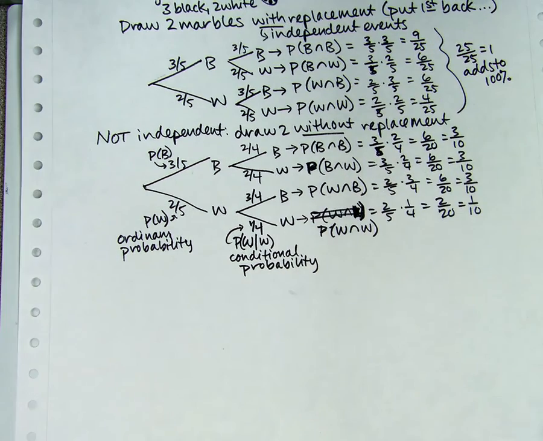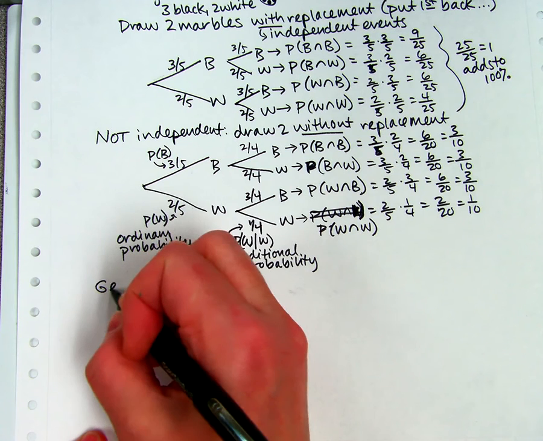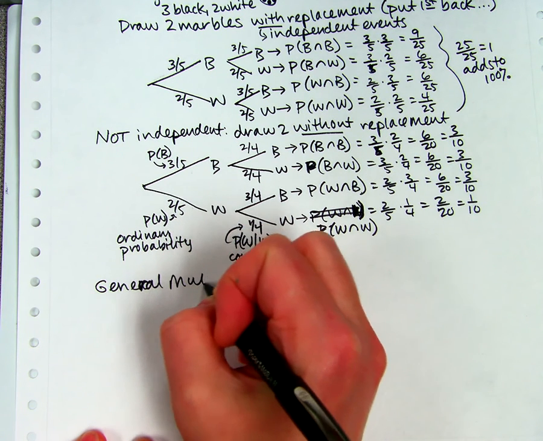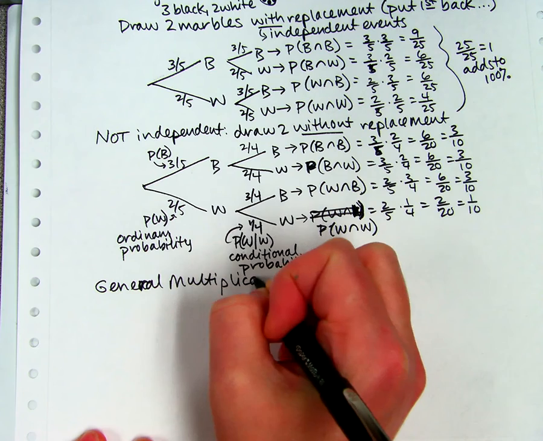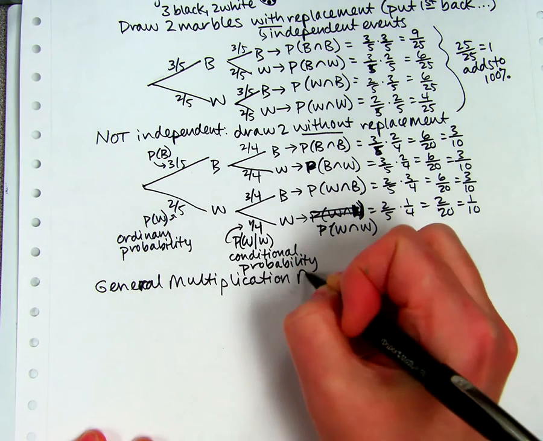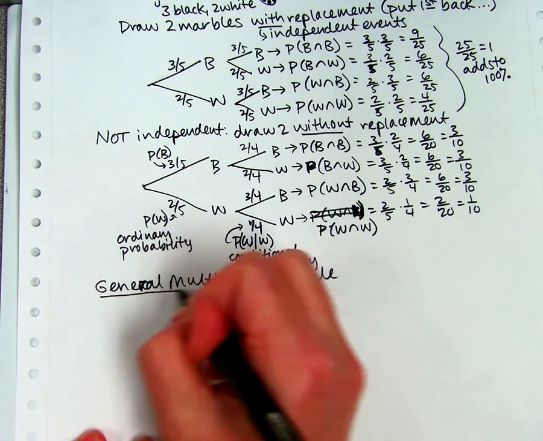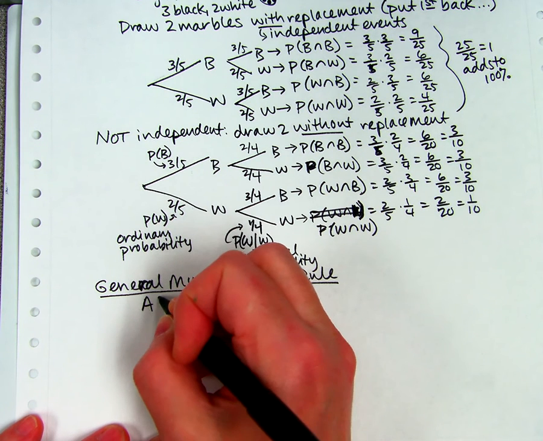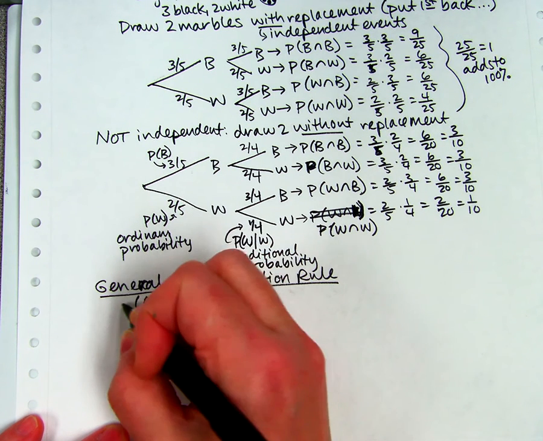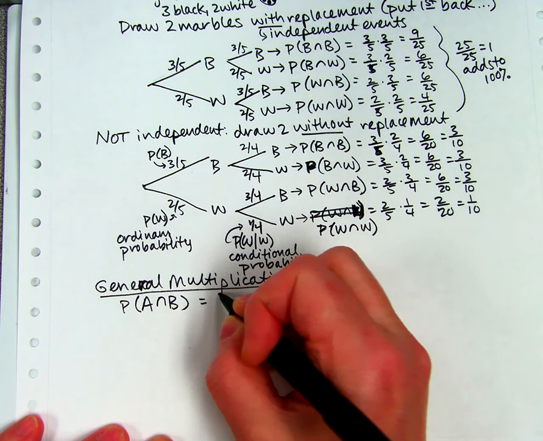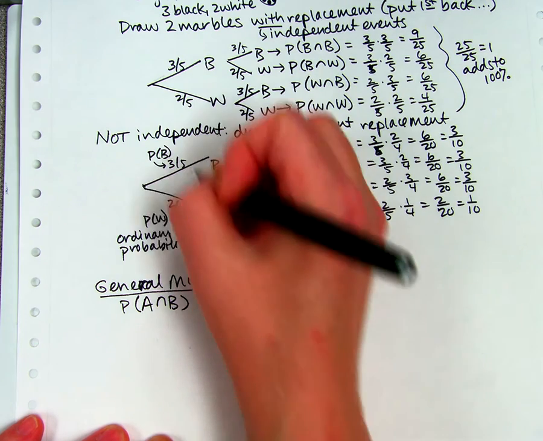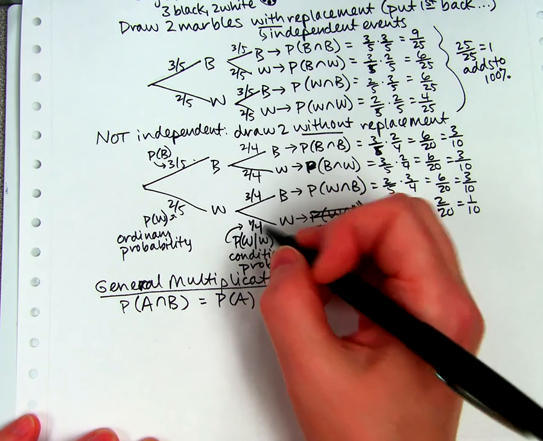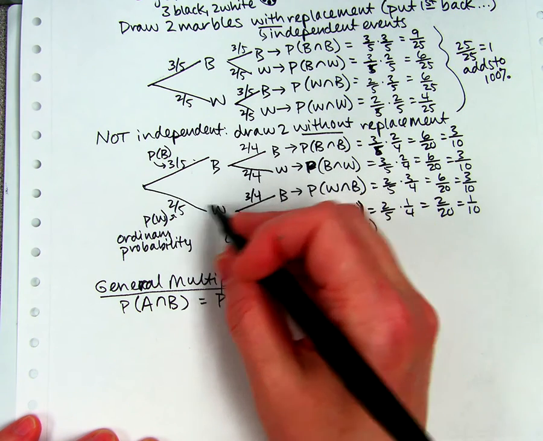And this is the general multiplication rule that we're about to write down and put in a box. It says that you can take A and B and find its probability by multiplying the probability of A, that's the first branch, times the second branch, which is not just the probability of B, but the probability of B given A.